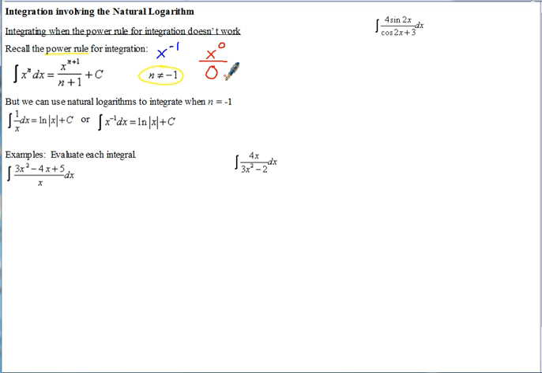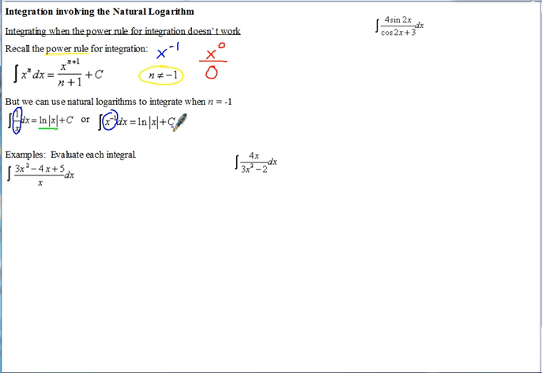So we need some way to integrate x to the -1, which is really the same as 1 over x. And remember, in the previous lesson, we looked at the derivative of natural log of x, or the derivative of natural log of the absolute value of x, was 1 over x. So if we reverse that formula, that shows us that the integral of 1 over x would equal the natural log of absolute value of x plus our unknown constant c. And it could be either written as 1 over x or x to the -1. Either way, it's the same thing. It gives you the natural log of absolute value of x.